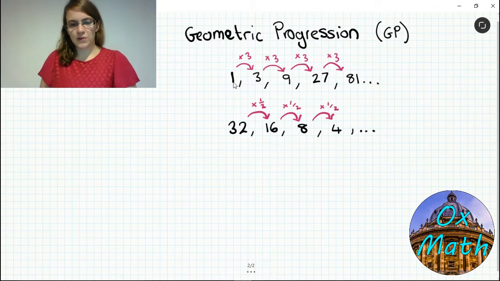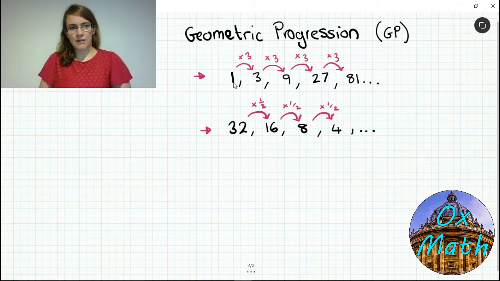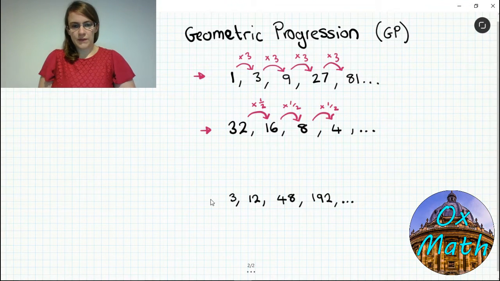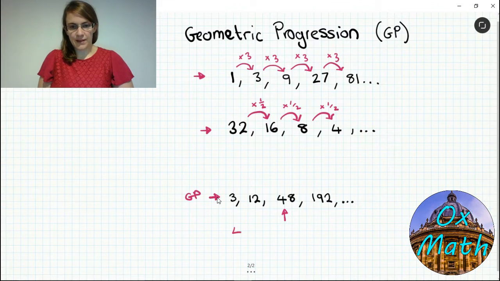So all a geometric progression does is multiply each term by a constant number to get the next term. In this case that ratio is 3, and in this case that ratio is a half. So rather than an arithmetic progression where the difference is constant each time, in a geometric progression the ratio is constant each time. So if you were given a progression and told that it was a geometric progression, you could work out the common ratio by taking any term, for example, if I take this term and divide it by the previous term. In this case, 48 divided by 12, that will tell me what I need to multiply my 12 by to get my 48. In this case, that is 4.